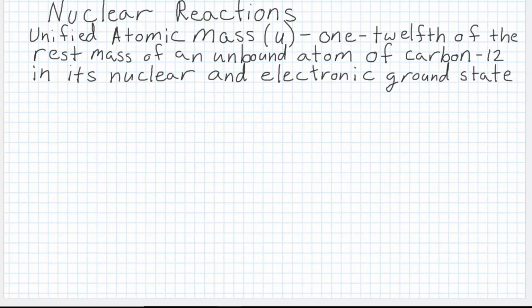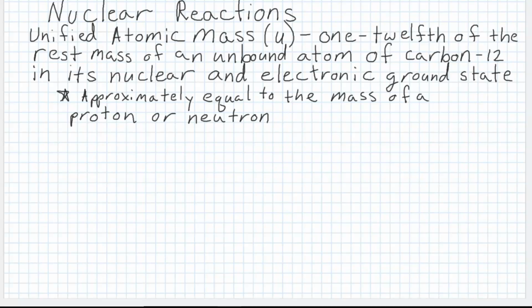The unified atomic mass is 1/12 of the rest mass of an unbound atom of carbon-12 in its nuclear and electronic ground state. Because carbon-12 has 6 protons and 6 neutrons, when I divide that mass by 12, I get the approximate mass of a proton or a neutron, which is 1.667 times 10 to the minus 27 kilograms.